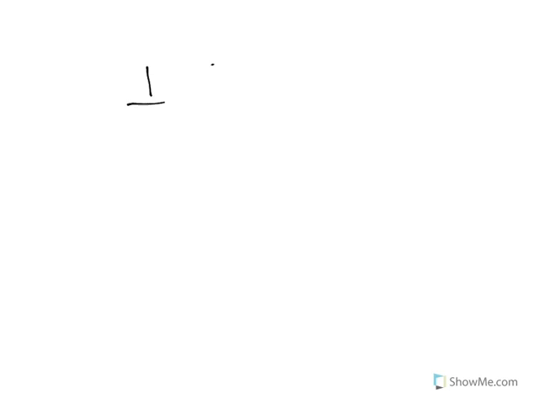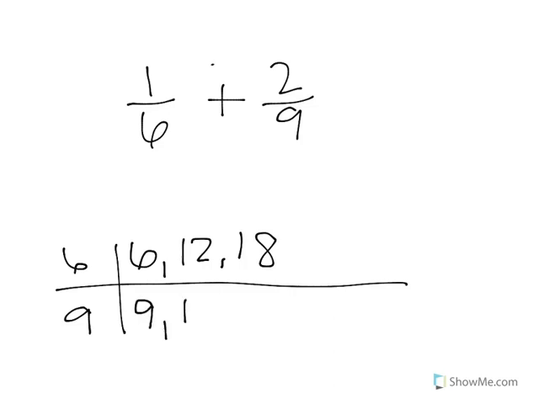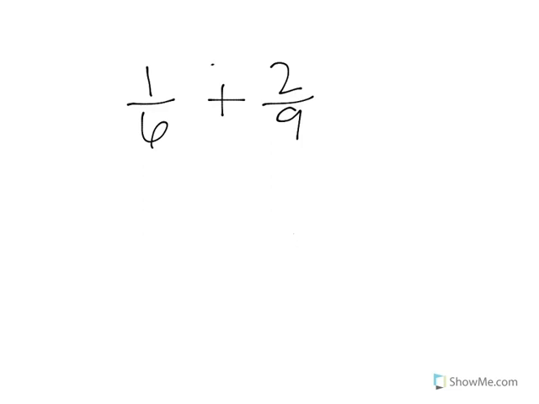Let's do one more. Let's do 1/6 plus 2/9. Now I could just do 6 times 9 and 9 times 6, but that gives me a really big number. So I'm going to see if I can find a multiple that they share. So I'm going to do 6, 12, 18, and knowing my multiples, watch, 9, 18, I know that 18 is going to be the one that they share.